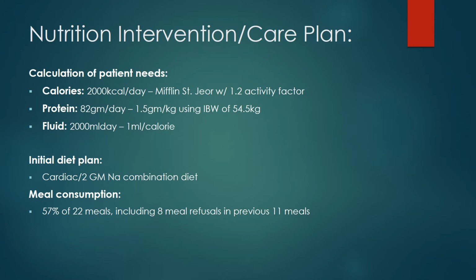Her initial diet plan was a cardiac 2-gram sodium combo diet, and then her meal consumption was 57% of 22 meals that included 8 meal refusals in the previous 11 meals. So this was a little bit earlier on. When she was given that initial one, she was eating okay. At the very, very beginning, she was 100%, but then in the next couple of days, as her stay progressed, she got down to 57% of her meal consumption.